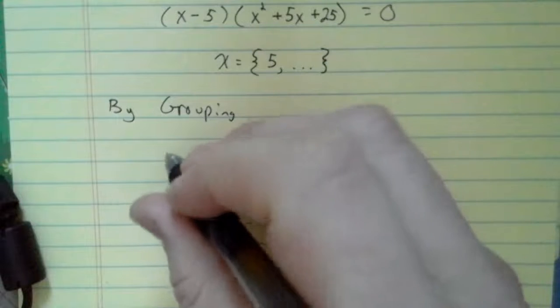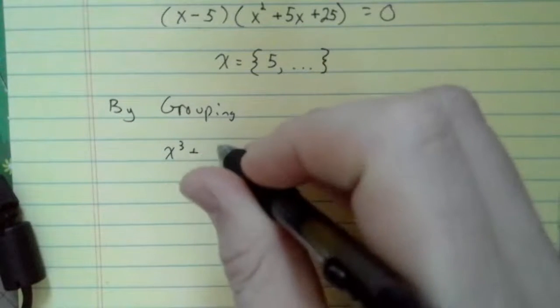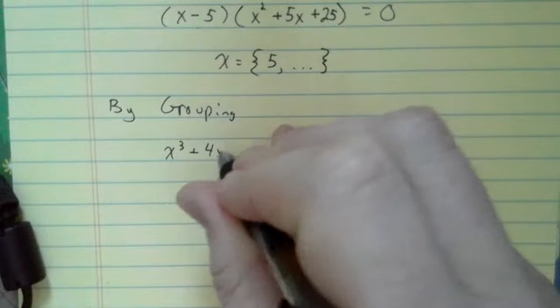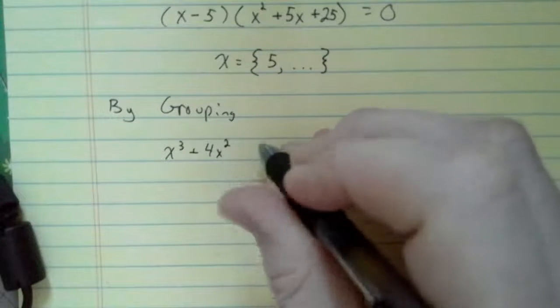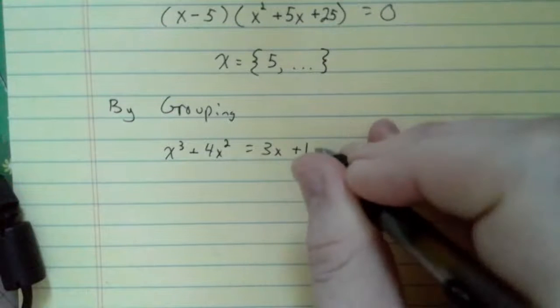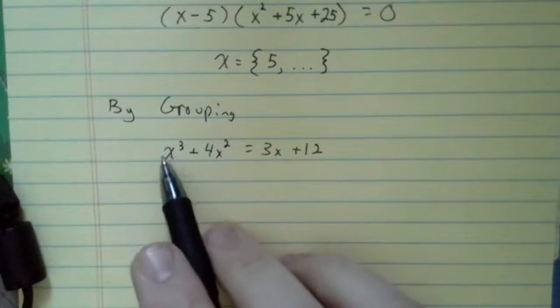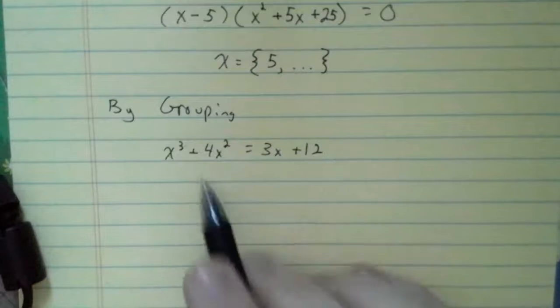Here, we'll make one up. We'll say something like, I don't know, x cubed plus 4x squared equals 3x plus 12. All right. Now again, I could look for a GCF here and see if there's something they're all divisible by. But remember, the first rule is I have to get it to equal 0. I want my highest degree polynomial to be positive, so I'm going to move these over there.